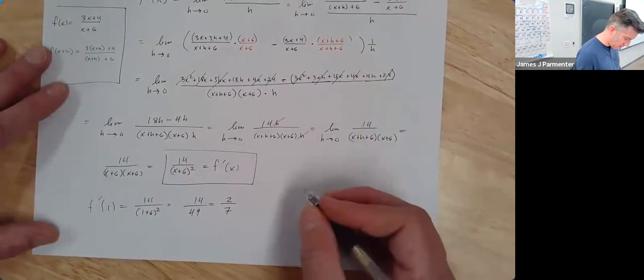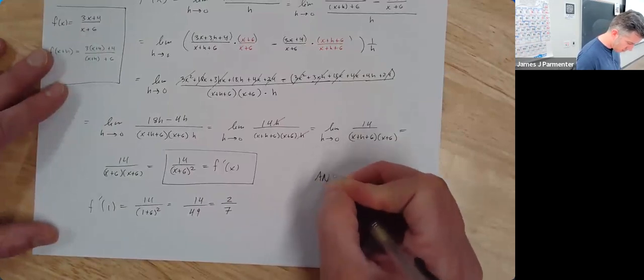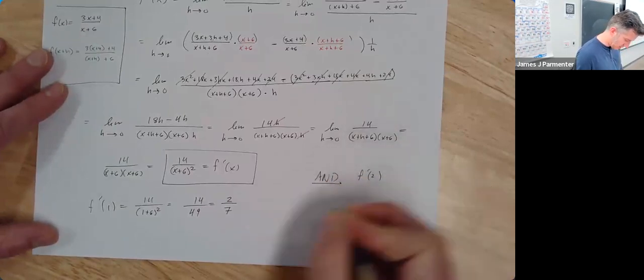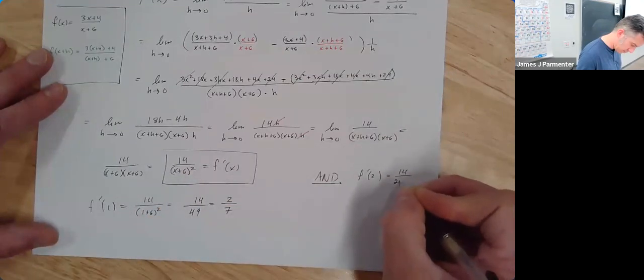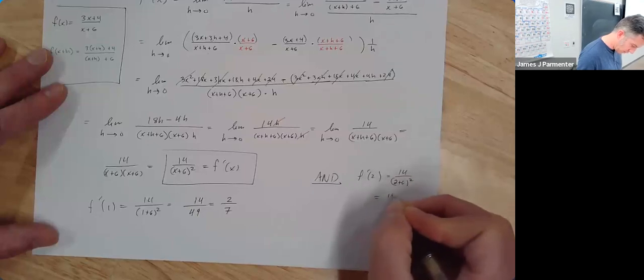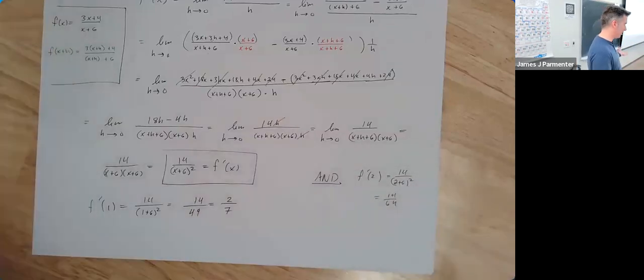Now, why was it worth going through all this pain? Because now we can also say, well, f prime of 2, I can just plug in 2 now and say it's going to be 14 over 2 plus 6 squared, which is 14 over 64, which probably reduces to something that I don't care. And I can plug in any other value of x except for negative 6, and get the derivative at that point. So this is the point, that if you find the derivative as a function of x, you can then use it to find the derivative anywhere you want. And that is definitely the direction that we are moving in.